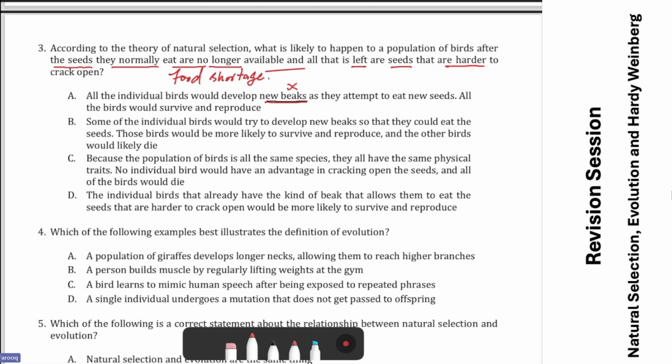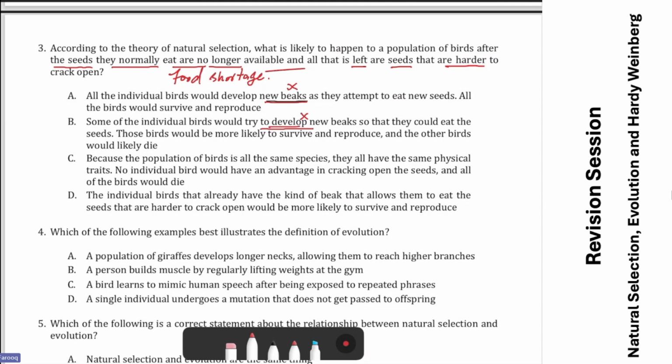Some of the individual birds would try to develop new beaks so that they could eat the seeds. Those birds would be more likely. Again, it's over here, they develop. So it's not like they develop. The birds have the beaks. They cannot develop more beaks.